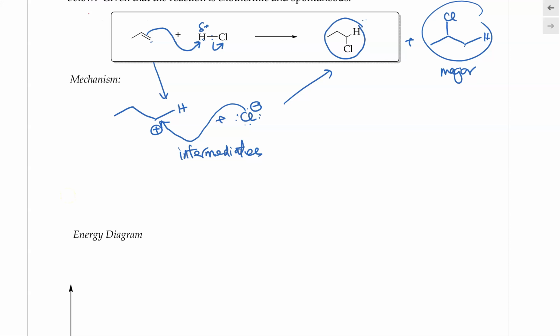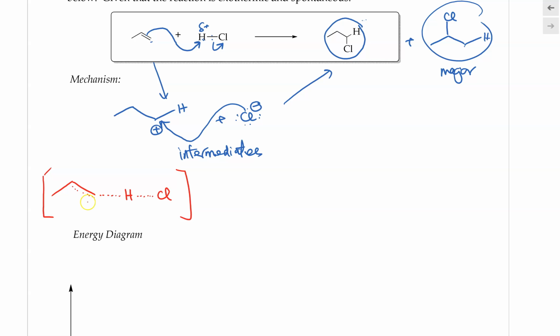So transition state number one will basically involve the following. First, the double bond is beginning to break apart. And now the bond between this carbon and this hydrogen is beginning to form. And the bond between the hydrogen and the chlorine is also beginning to break. So this will then be the transition state.